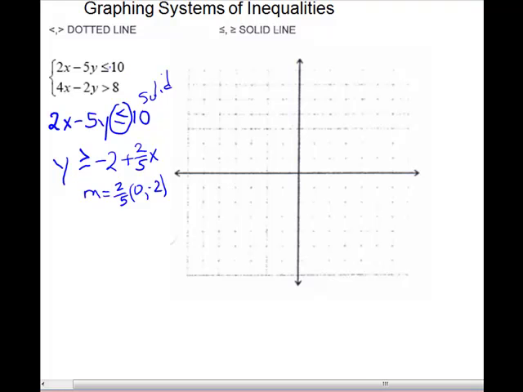It is going to be solid because it has the equals underneath. I went ahead and changed it around to slope-intercept form. So I'm going to go ahead and graph it. So I will do my y-intercept 0, -2. So don't go over, but go down 2. And then I'm going up 2 and over 5. And that will give my first line, which is solid.